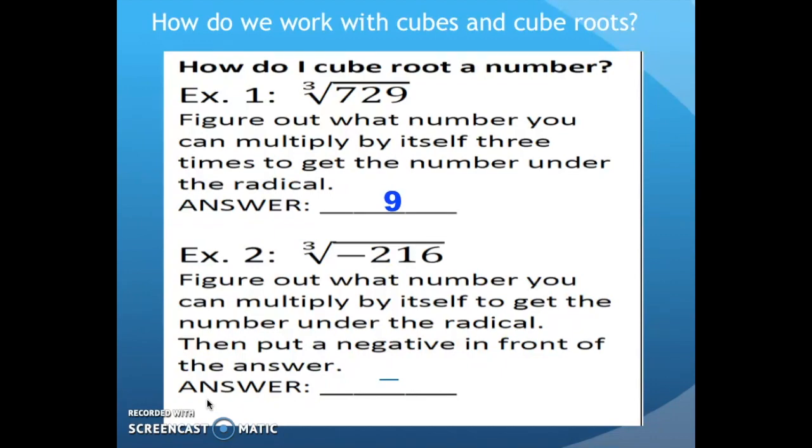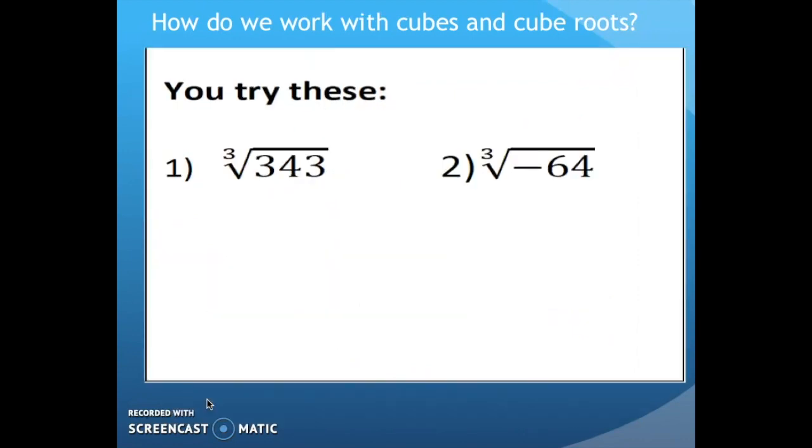So you're going to figure out what number you can multiply by itself to get the number under the radical. And then you're going to put the negative in front of your answer. So self, what number times itself 3 times will give me 216? And if you say 6, you're correct. And you bring your negative down, that will be negative 6. Hope that's making sense.